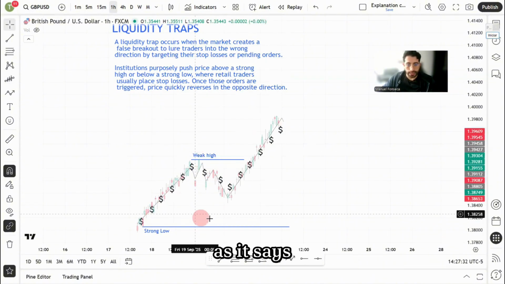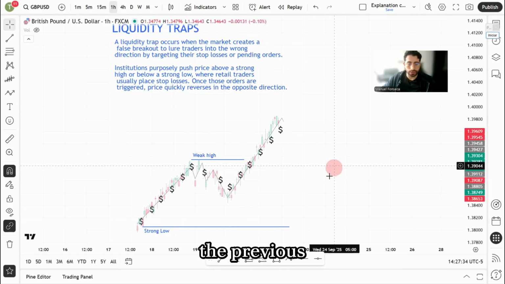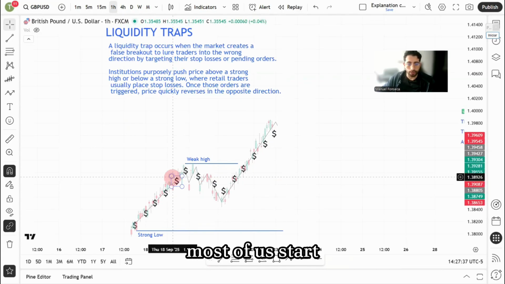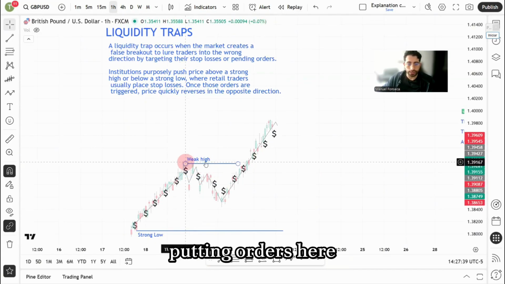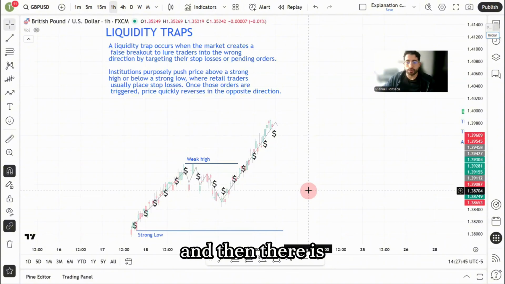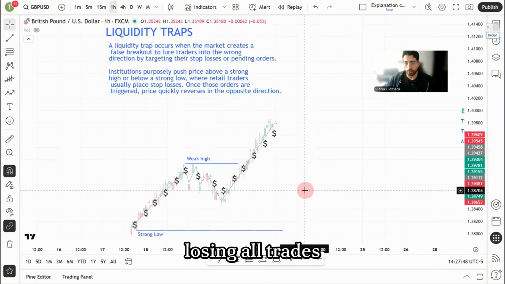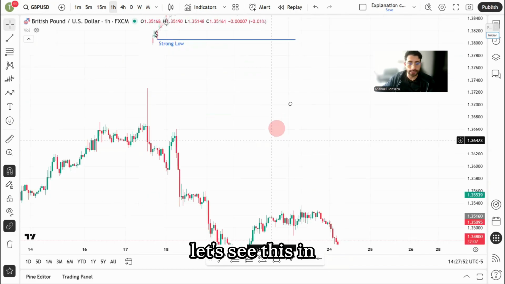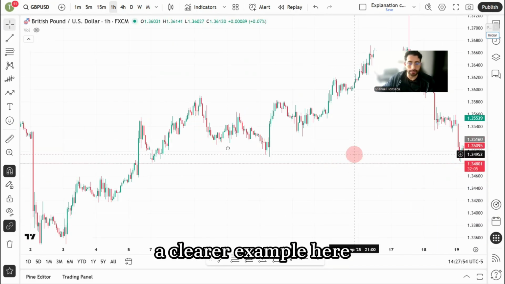As we explained in the previous example, most of us start putting orders here, considering this will work, and that is when we start losing our trades. Now let's see this in a clearer example here in the market.